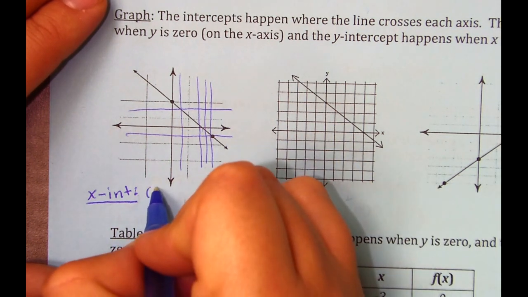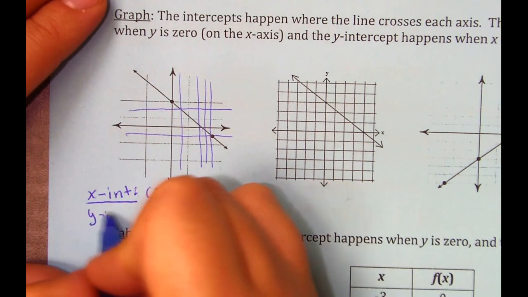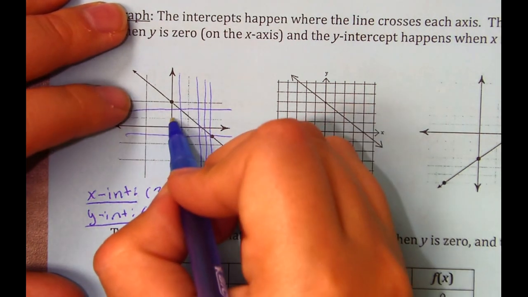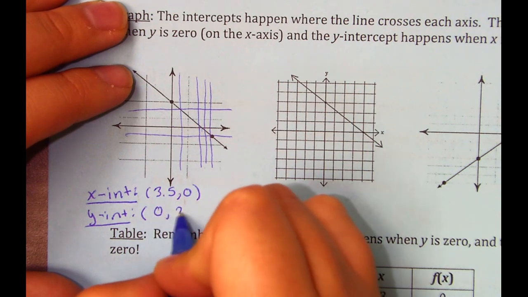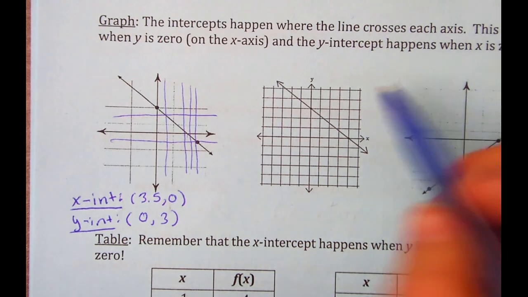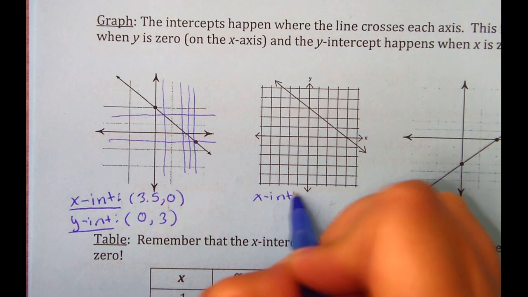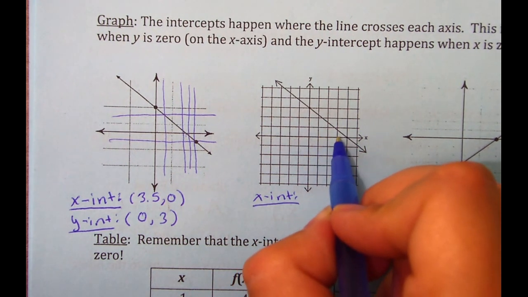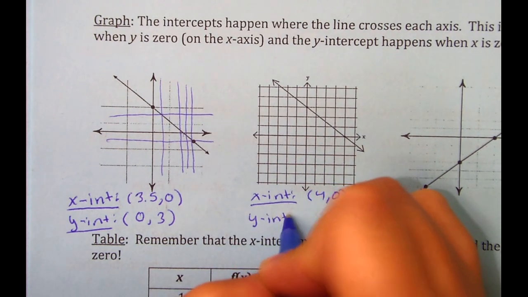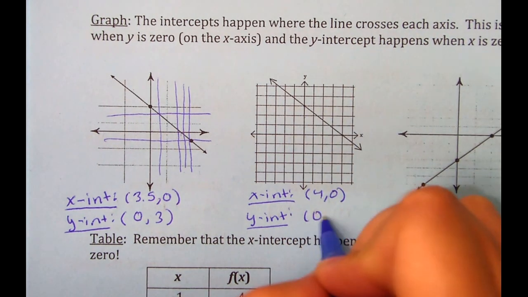I will say it's hitting at 3.5. And the y-intercept is just the place where it's hitting the y-axis, which is happening at 0, 3. Over here, this is a little bit better. The place where it's hitting the x-axis is at 1, 2, 3, 4, 0. And the place where it hits the y-axis, the y-intercept, is at 0, 3.